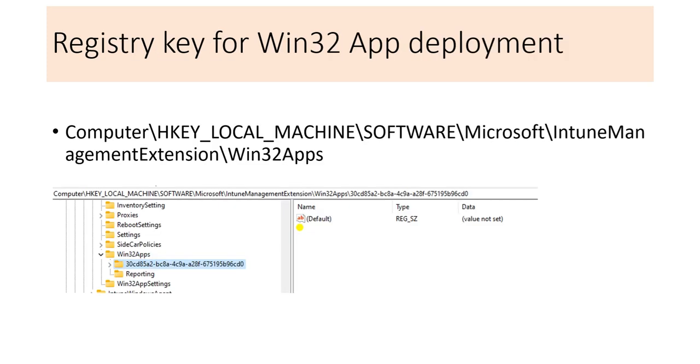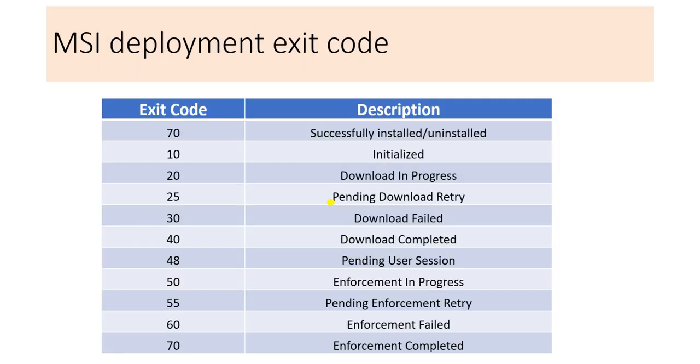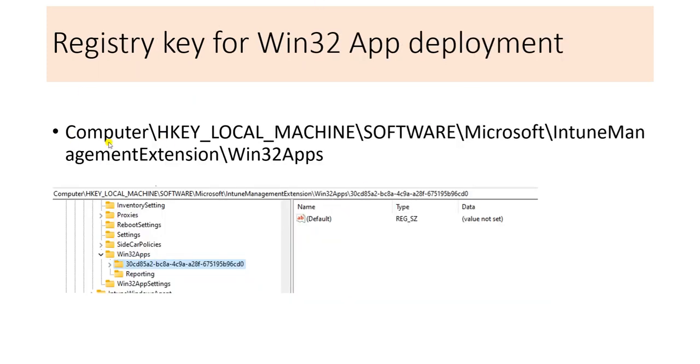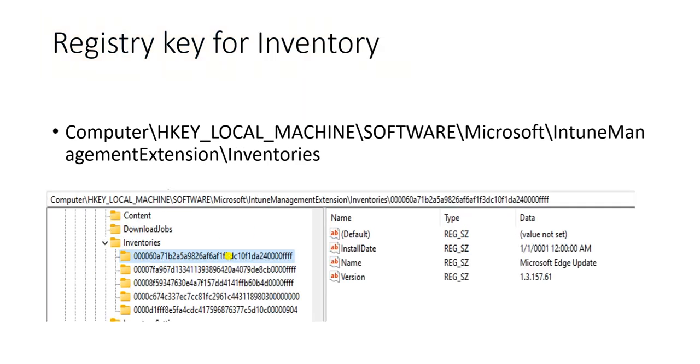Now let us understand the registry key for the Win32 app deployment. When you deploy any app via Win32, where is the log file generating? So this is not the log file, sorry, this is the registry key. You can go to this registry key here and check this path. I will be showing you everything live in my lab. So, the registry key for the inventory.